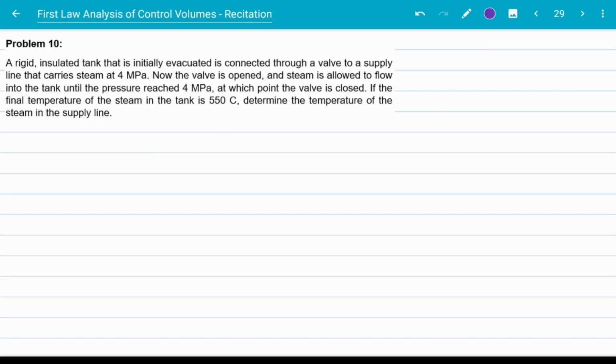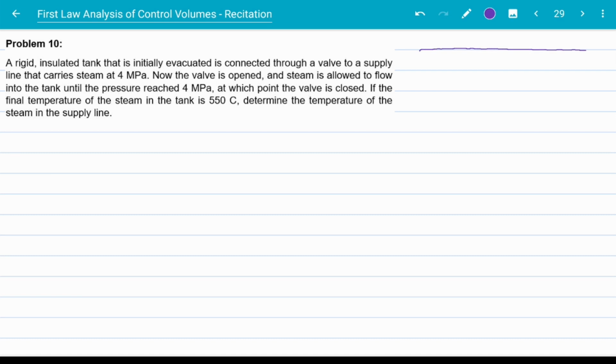All right, problem 10. This is our first unsteady flow, so we are going to change our approach to the problems a bit. A rigid insulated tank is initially evacuated, and we have connected it through a valve to a supply line that carries steam at 4 megapascals. We open the valve and let the steam come into the tank until the pressure of the tank reaches 4 megapascals. If the temperature at this state inside the tank is 550 degrees Celsius, determine the temperature of the steam in the supply line. So let's start with the schematic of the problem.